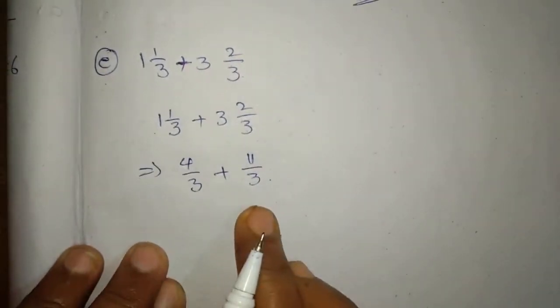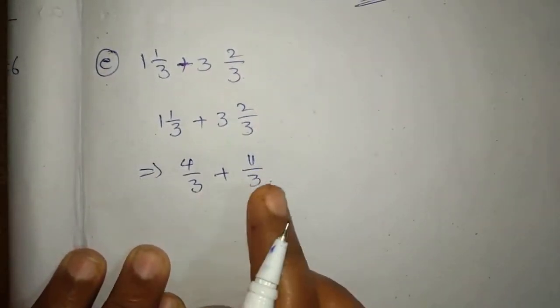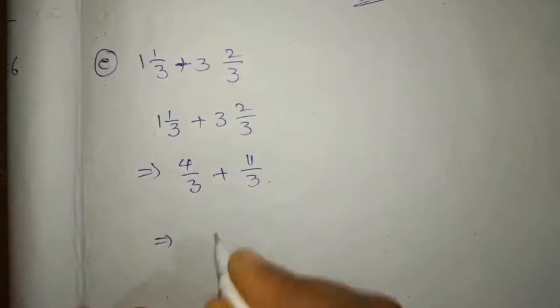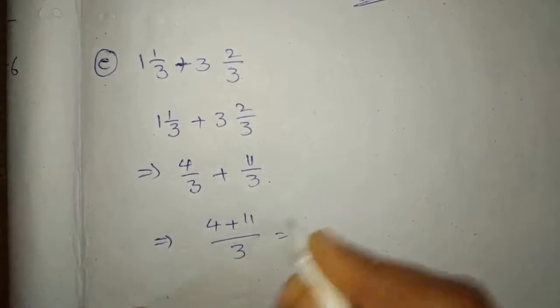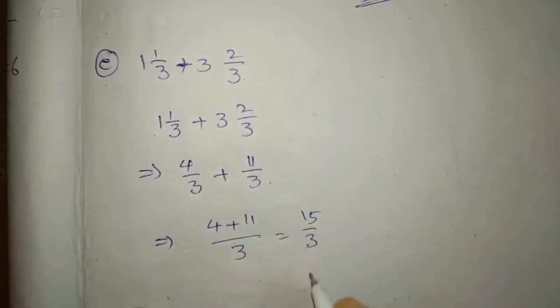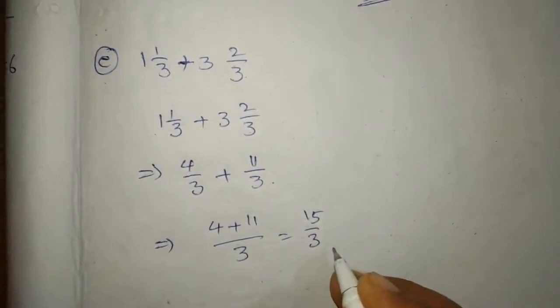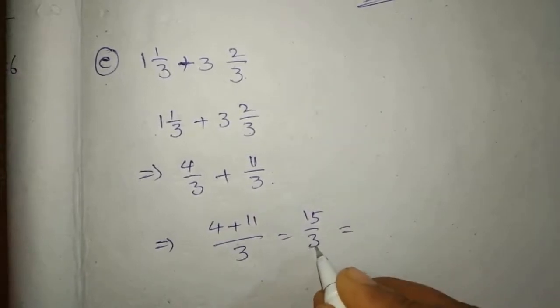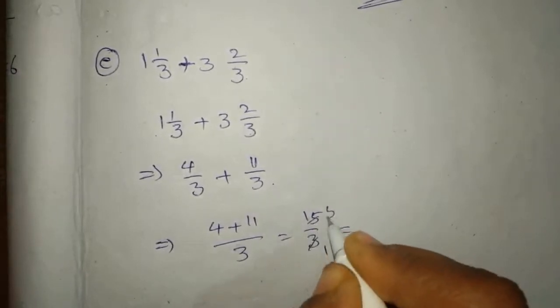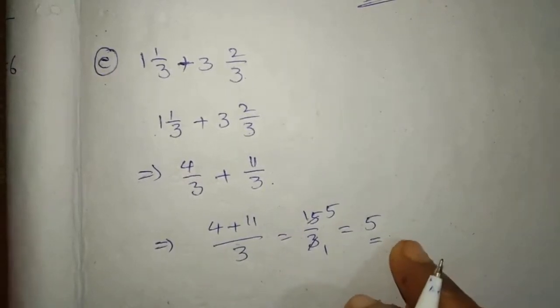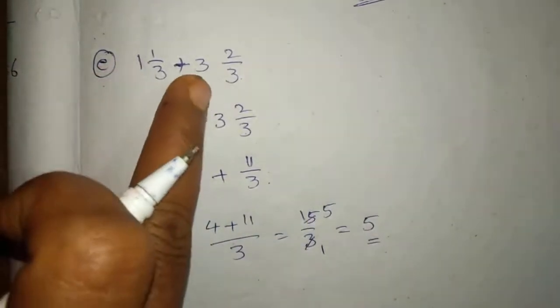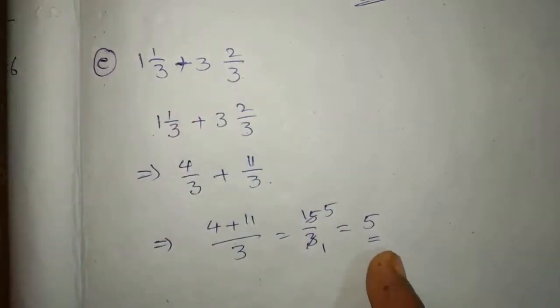Now here the denominators are equal, so simply we add the numerators. That is equal to 4 plus 11 by 3, that is equal to 15 by 3. 15 by 3, in simplest form, 3 ones are 3, 3 fives are 15. So simply we write 5. Okay. 1 by 3 plus 3 2 by 3 is equal to 5.